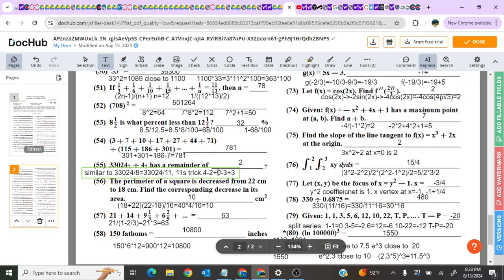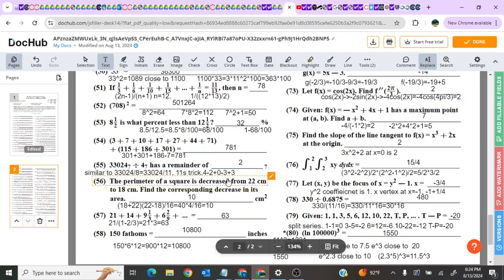56, the perimeter of a square is decreased from 22 centimeters to 18 centimeters. Find the corresponding decrease in its area. Well, okay. The area is going to be equivalent to, basically, you can imagine you're dividing these by 4 and then squaring them and subtracting. So we have a difference of squares. So add them together, 18 plus 22, multiply by their difference, so 40 times 4. And because the perimeter is 4 times one of the sides and you're squaring that, you have to divide by 16. So 40 times 4 is equal to 160, divided by 16 is 10.